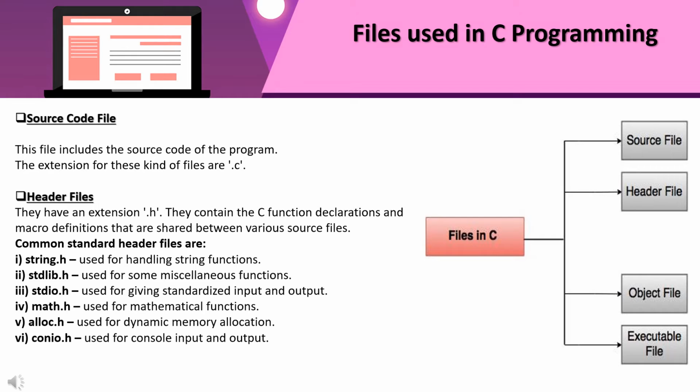The common standard header files are string.h, which is used for handling string functions, and next comes stdlib.h, which is used for some miscellaneous functions. Next comes stdio.h, which is used for standardized input and output. Next we use math.h, which is used for mathematical functions. alloc.h is used for dynamic memory allocation, and also conio.h, which is used for console input and output functions.